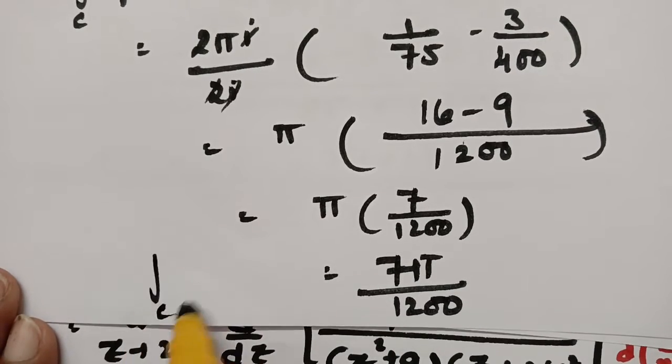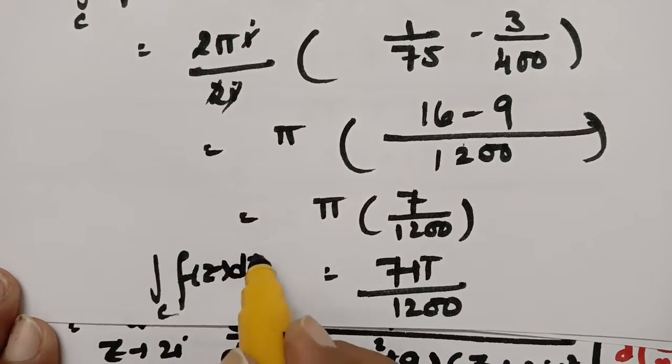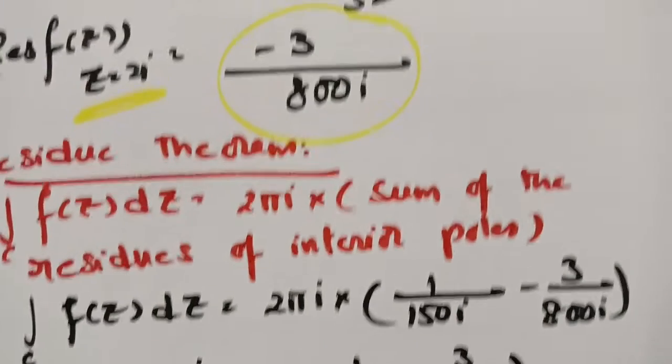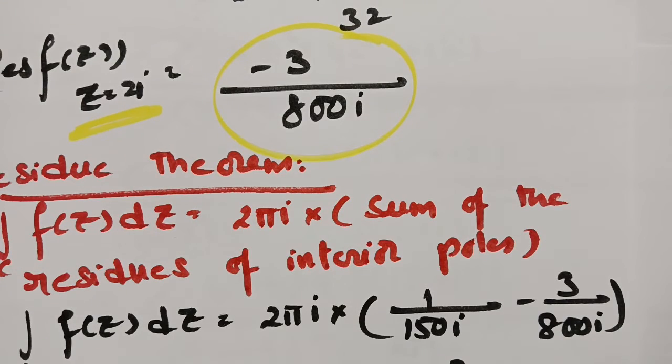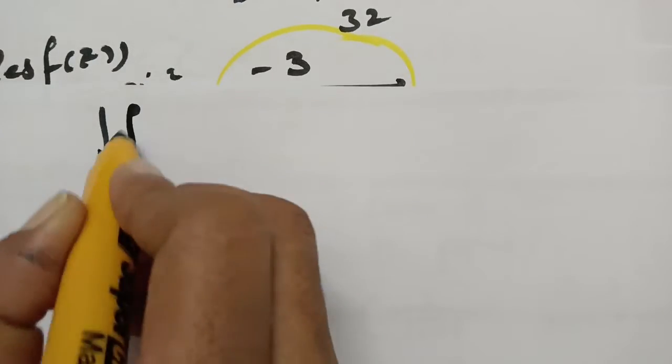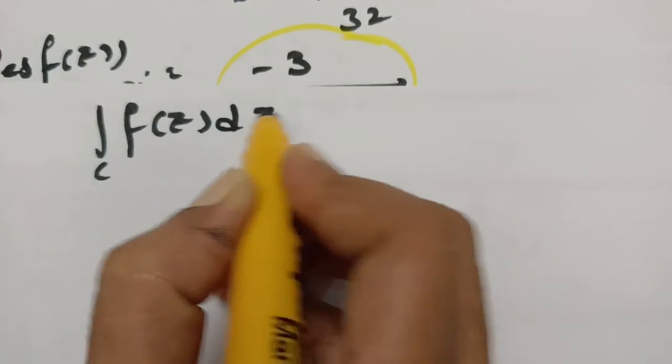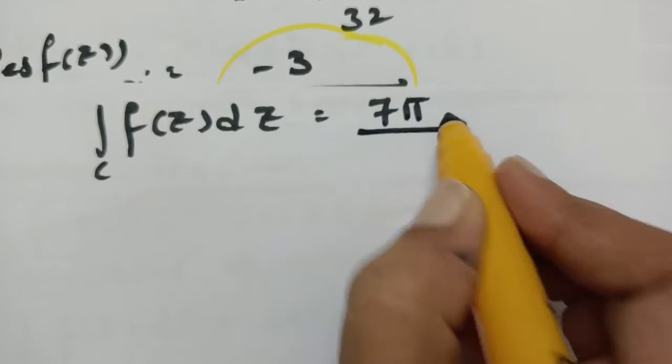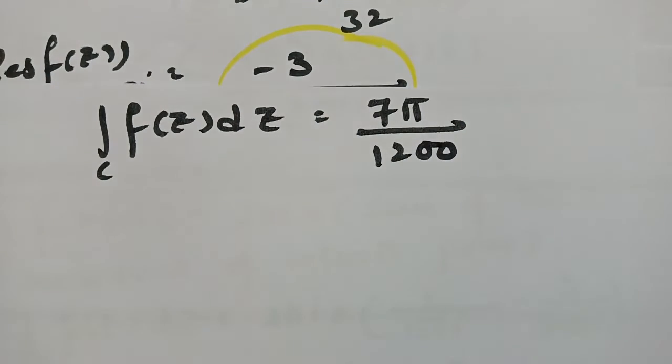So which value is it? The integral over c of f of z dz. So here is a clarity for you. We got the total integral value, the integral over c of f of z dz, as 7 pi by 1200. But there is a logic here. So what is this one?